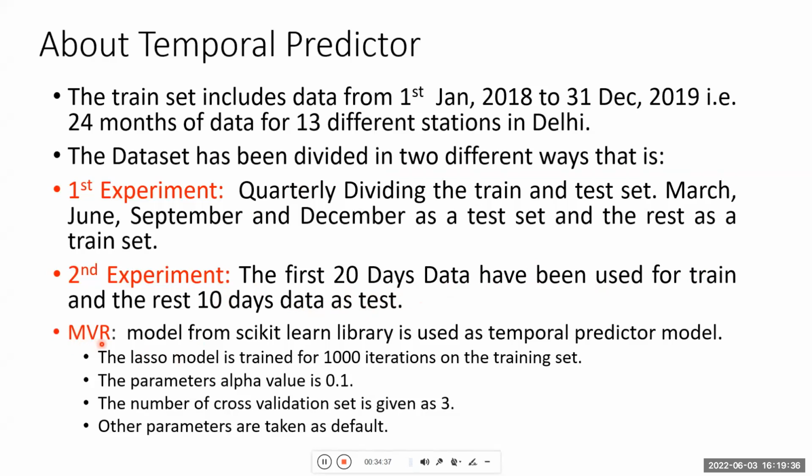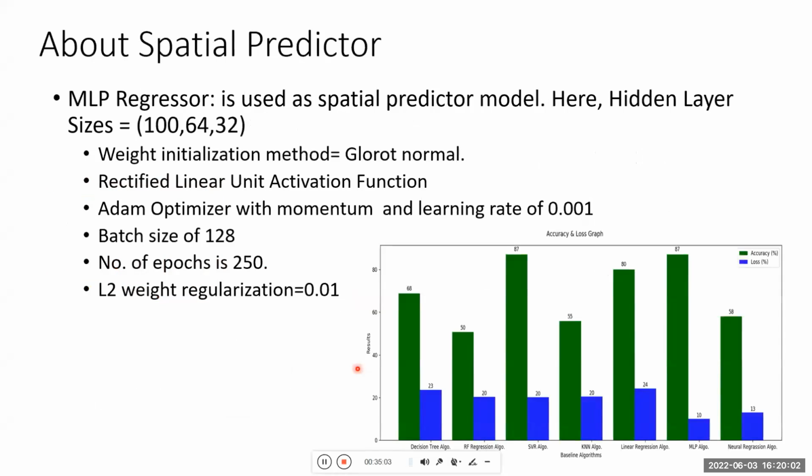Here we use a multivariate regression model from scikit-learn, and we use the Lasso model for removing overfitting, with 1,000 iterations on the training set. We have taken an alpha value of 0.1 and cross validation set to 3, and other parameters are default, as the model is from scikit-learn.